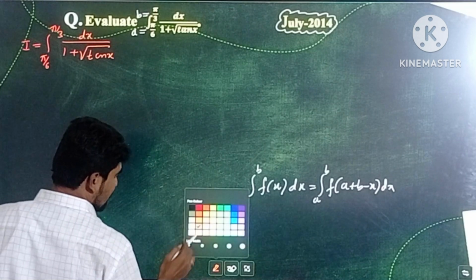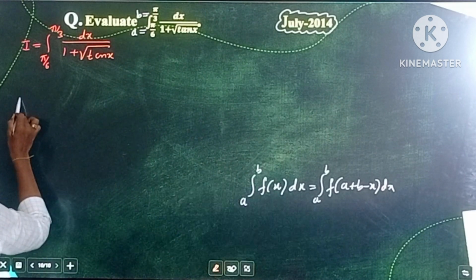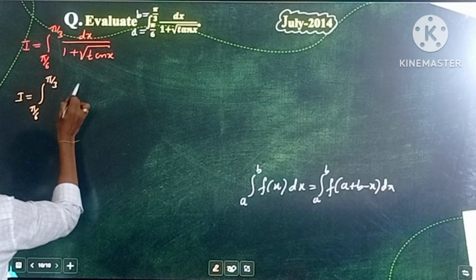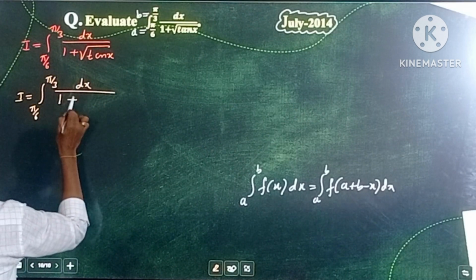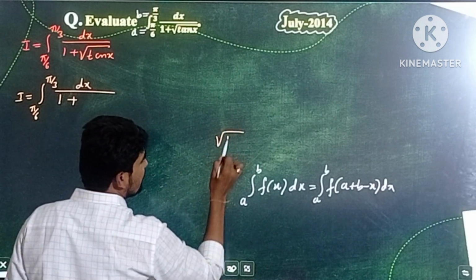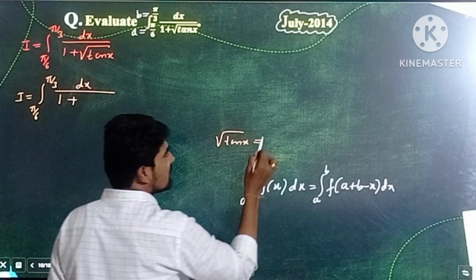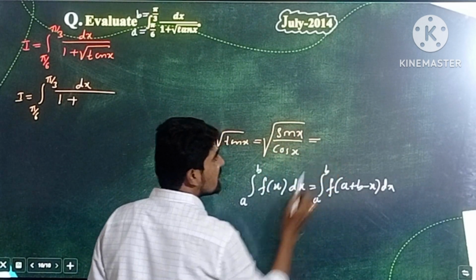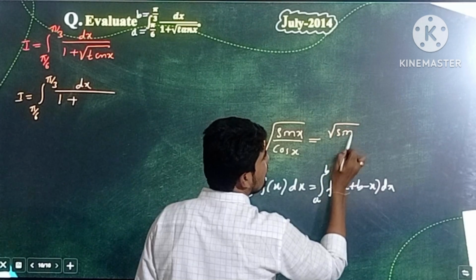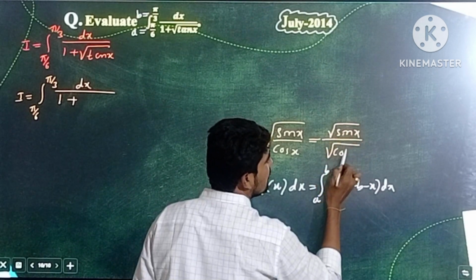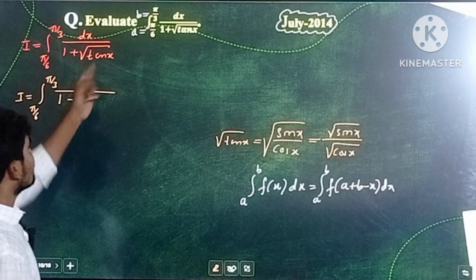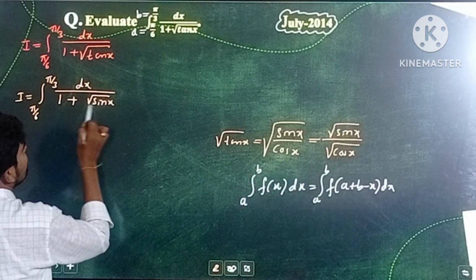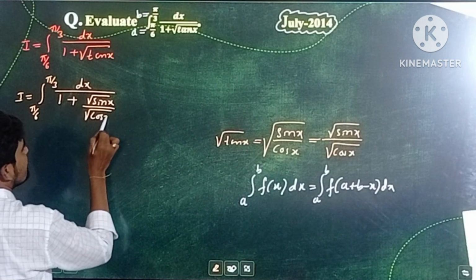Now in the next step, see what I am writing. I is equal to integration from pi by 6 to pi by 3 dx divided by 1 plus square root of tan x, which can be written as square root of sin x divided by cos x, and which can be expressed as square root of sin x divided by square root of cos x. Therefore, in place of square root of tan x, I am writing square root of sin x divided by square root of cos x.